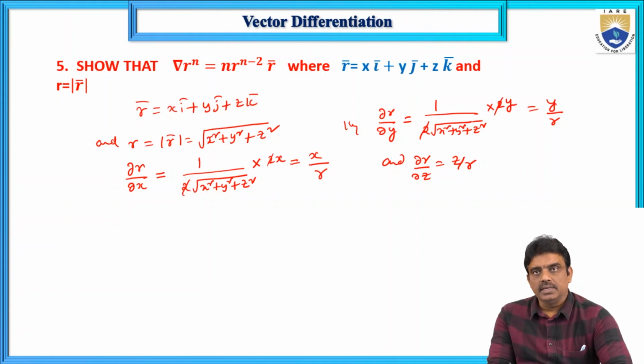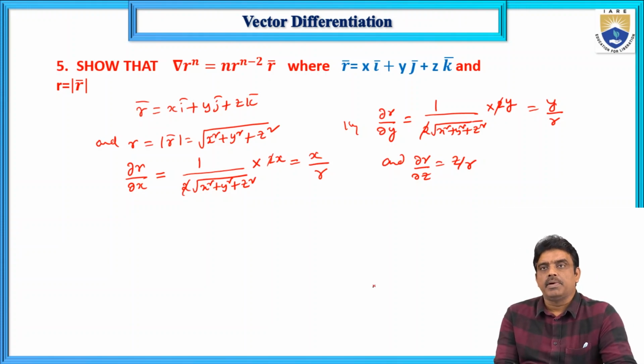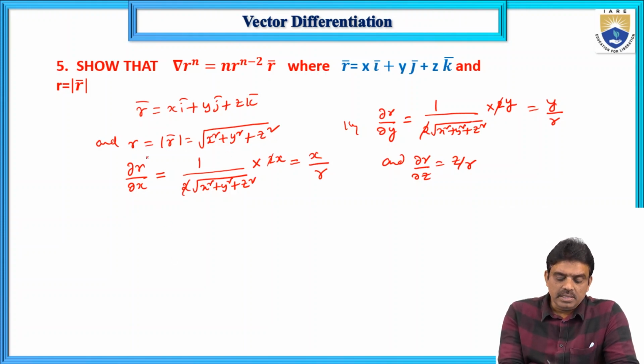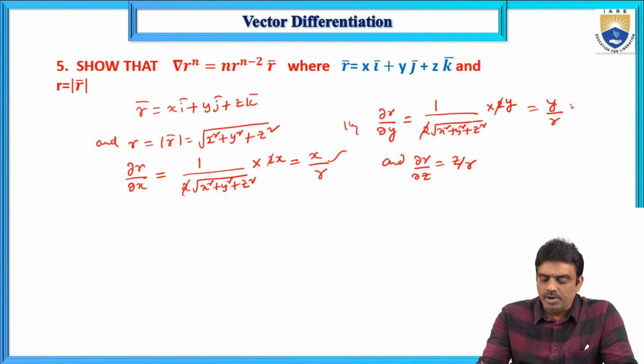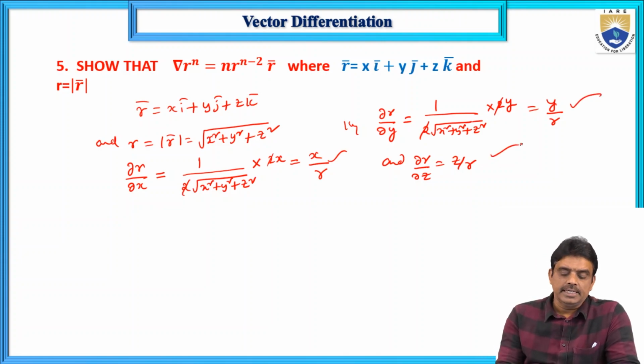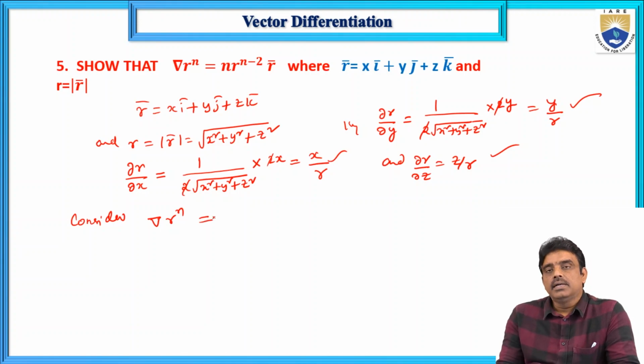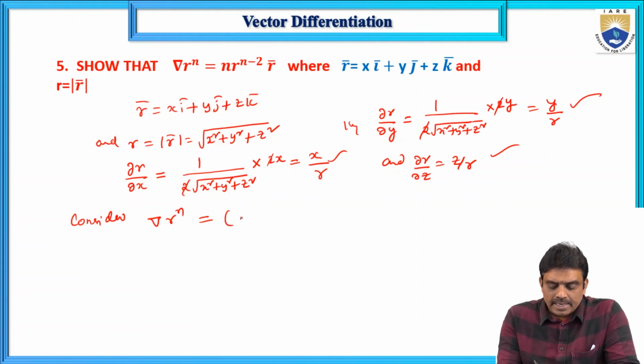So because r bar is xi bar plus yj bar plus zk bar, and r is the magnitude of r bar, which is root of x square plus y square plus z square, we have dou r by dou x is x by r, dou r by dou y is y by r, dou r by dou z is z by r. Now I consider what you have to show: grad r power n, to show that it is n into r power n minus 2 into r bar. What is grad? Grad means the del operator i bar dou by dou x plus j bar dou by dou y plus k bar dou by dou z of r power n.